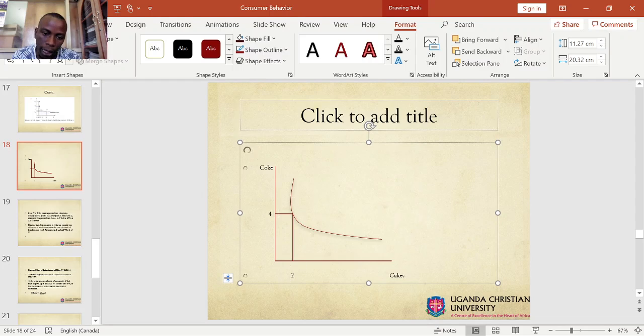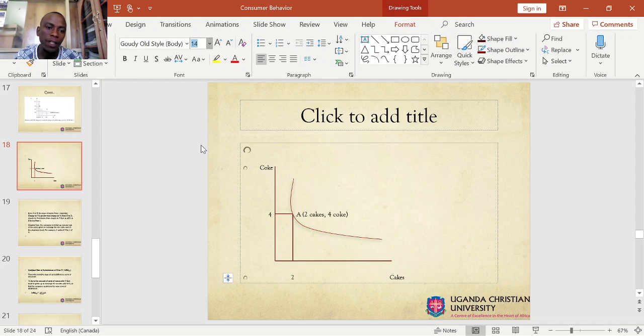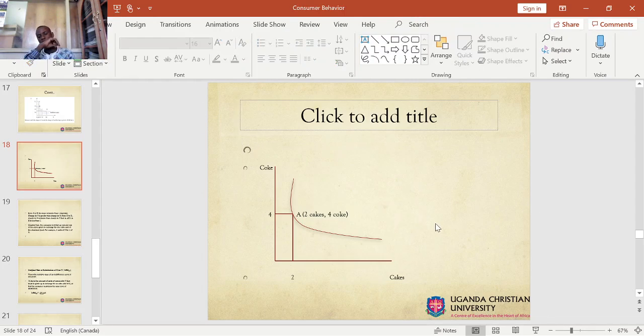So this combination is made up of 2 cakes and 4 bottles of Coke. Let's call this combination A. That combination is made up of 2 cakes and 4 bottles of Coke. Alright, so that's a point on our indifference curve. But there could be another point.